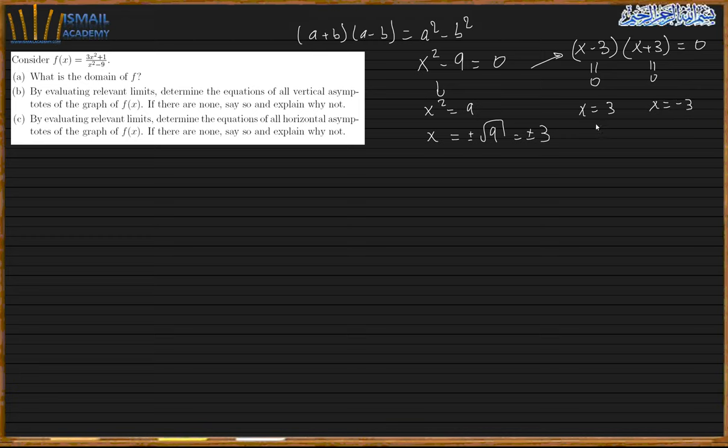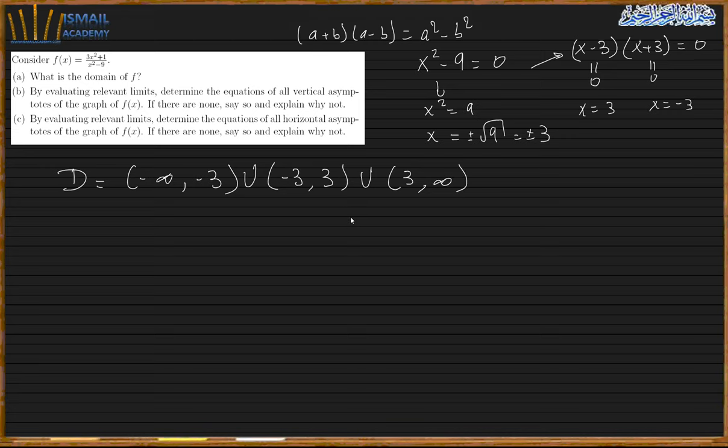As you see, it's the same thing. For this case, either you solve using the square root or you factor and get the values by making each factor equal to 0. But if you have something different than that, factoring is better. So now my domain is going to be everything excluding those two values. My domain will be (-∞, -3) ∪ (-3, 3) ∪ (3, ∞). So this will be my domain.